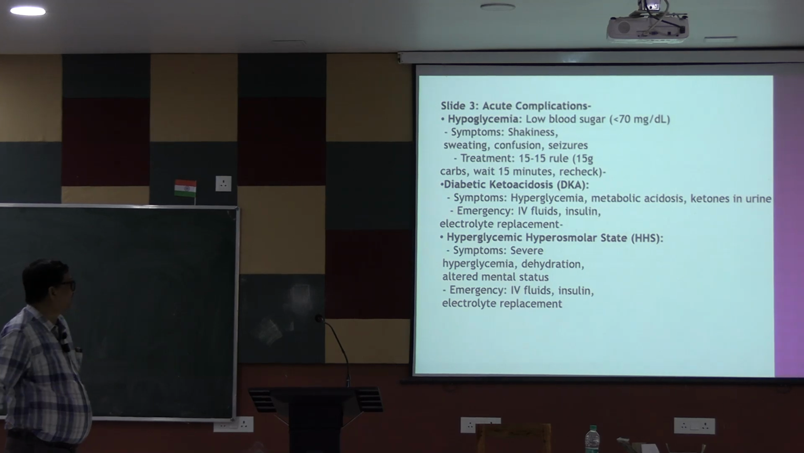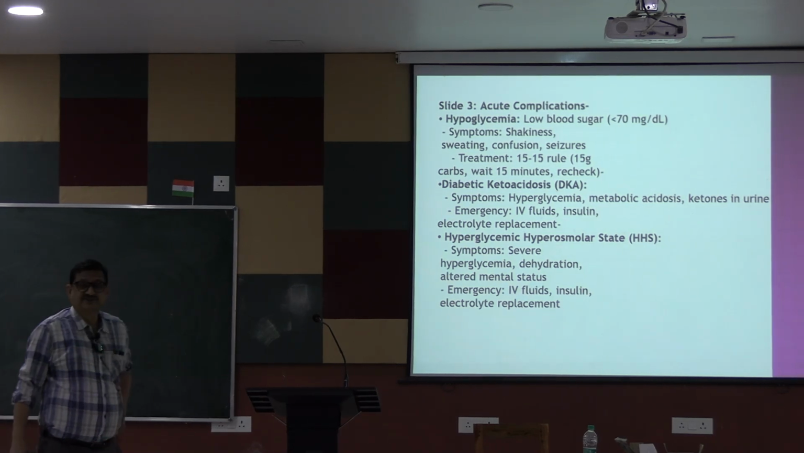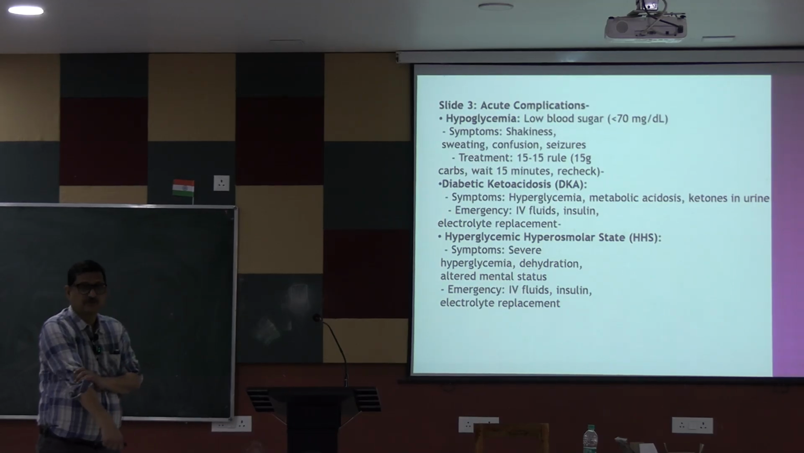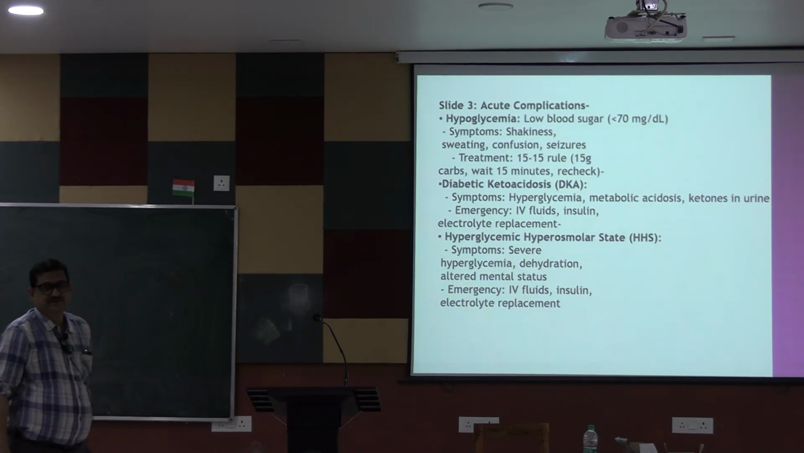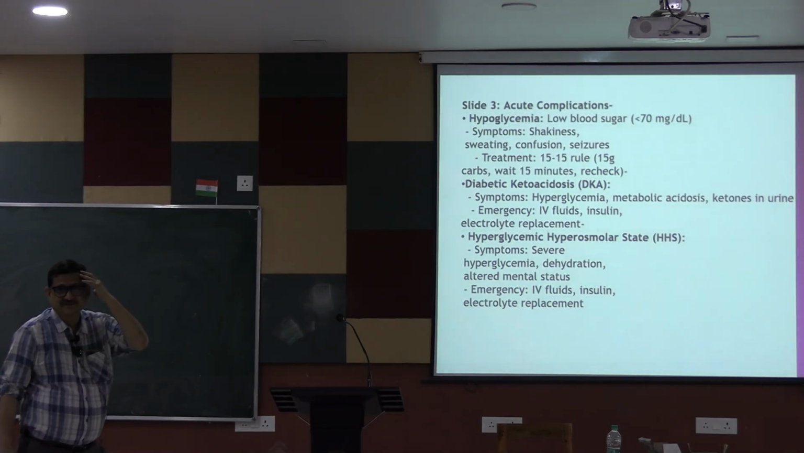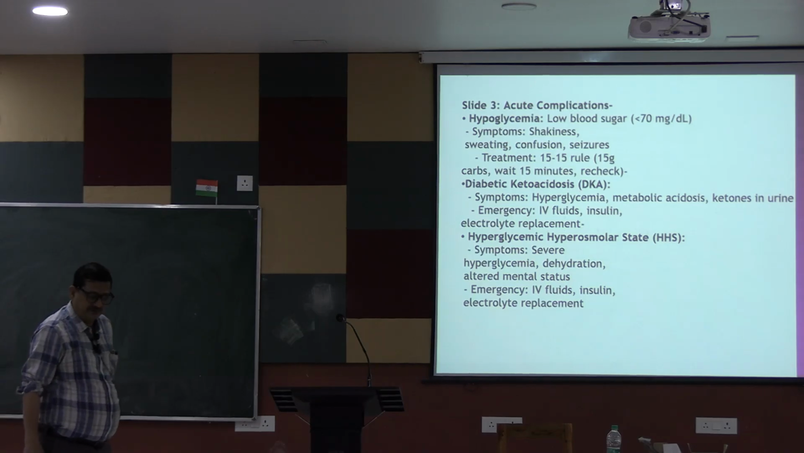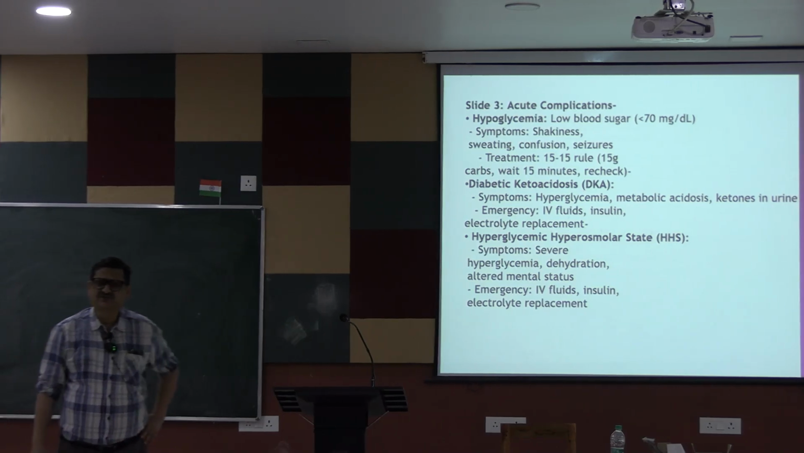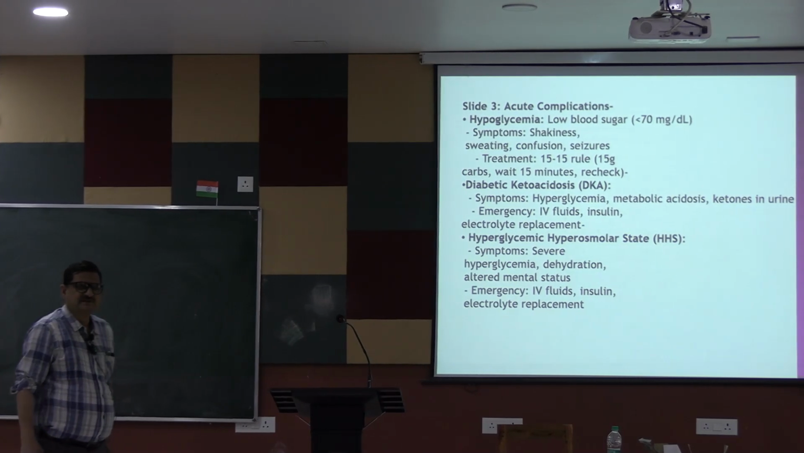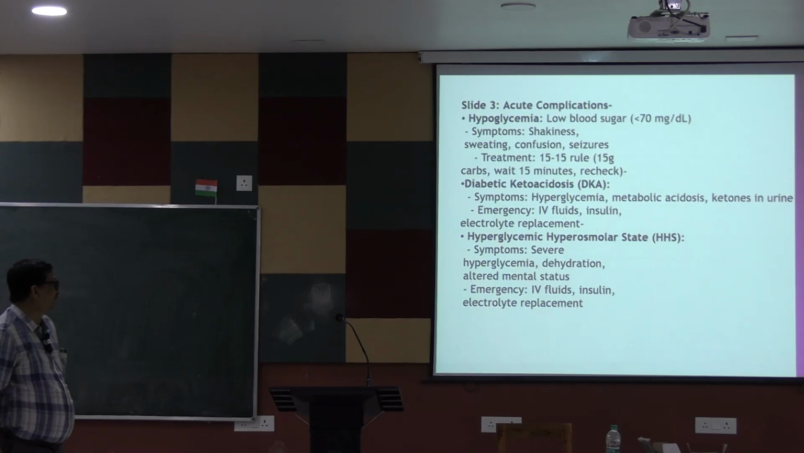Next is diabetic ketoacidosis. This is DKA, one of the most important and most severe complications, because if we don't give due importance to this and keep the possibility of DKA in our mind, we may lose the patient. It is usually precipitated by infections or severe dehydration, and a patient with high blood glucose level goes into diabetic ketoacidosis.